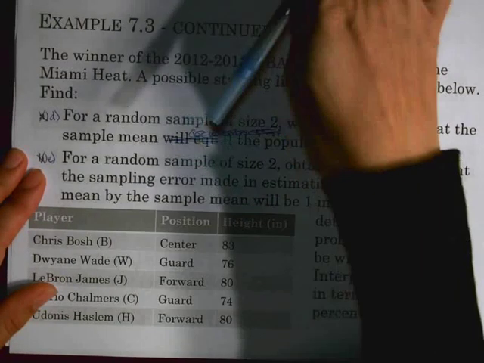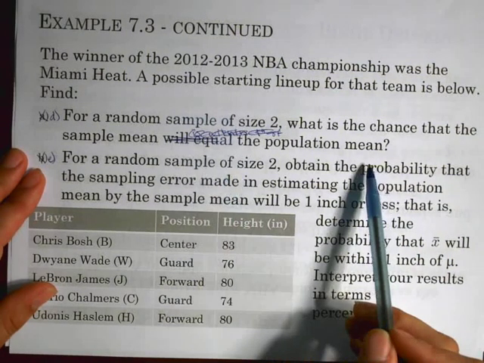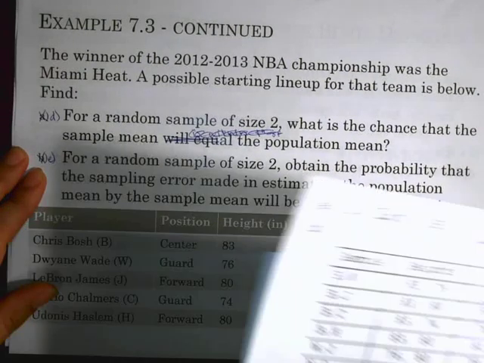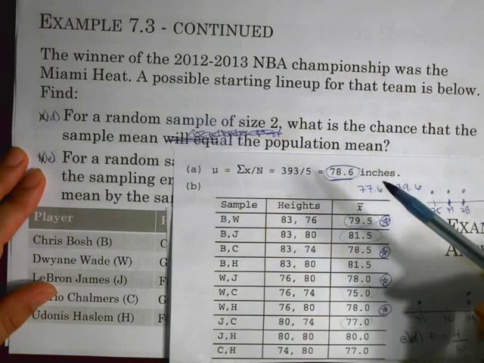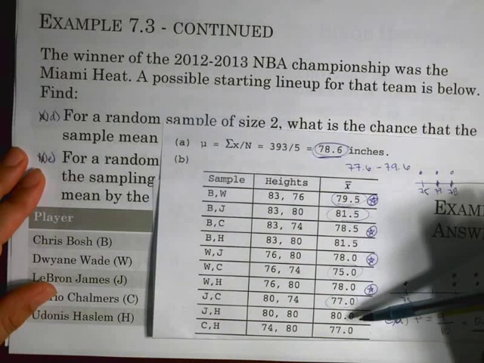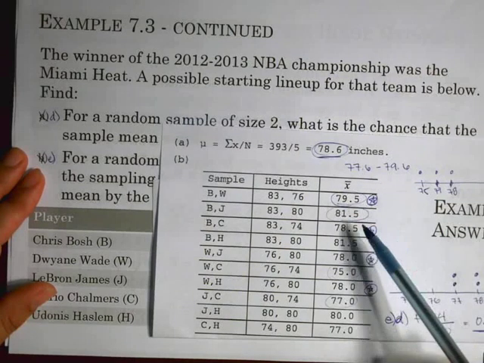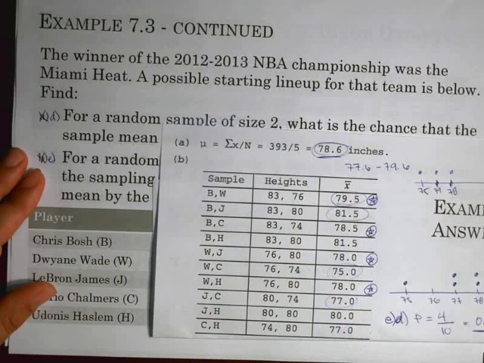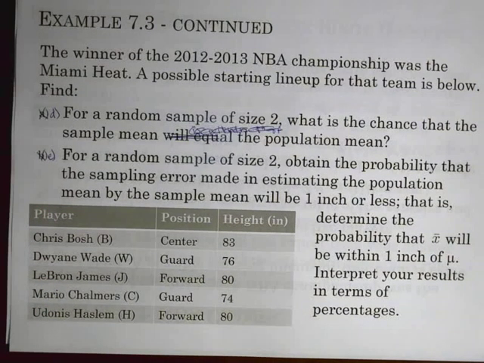The answer to D is for a random sample of size 2, and now I will keep it how it was. What's the chance that the sample mean will equal the population mean? And the answer to that, which is why I originally skipped over it because I forgot what my own question looked like, is 0. None of these are 78.6. So we have a 0% chance that we pick a sample of size 2 and we get exactly the right population mean.